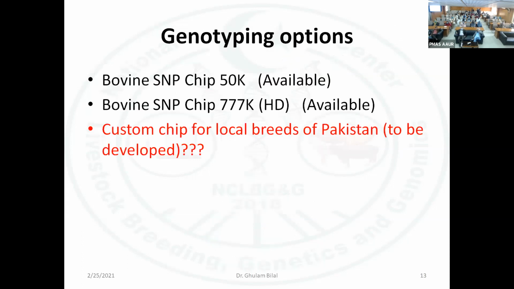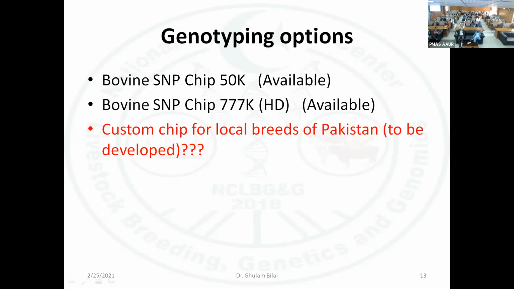What we need for genomic selection is genotyping. Genotyping options are available. We have the bovine SNP chip, where 50,000 SNPs are available. SNPs are spread around the whole genome of cattle. The cattle genome is about 3 billion base pairs. Illumina has developed a chip of 50,000 SNPs which are correlated with performance traits of dairy animals. This chip is available, but it is basically based on foreign breeds. No local breeds are in this 50K chip.